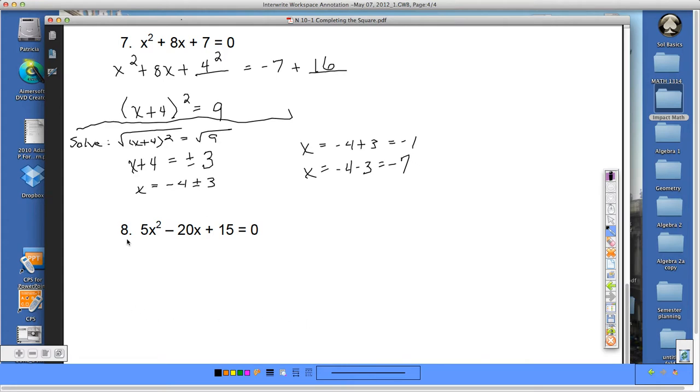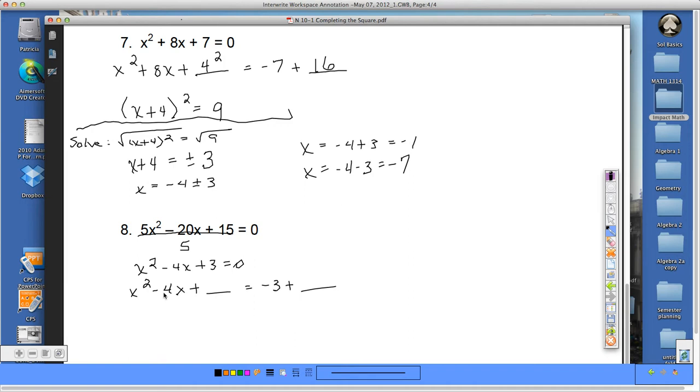So let's look at 8. Now, the first thing I'm going to do here is divide everything by 5, because remember, I have to have no coefficient in front of the x squared. So that's going to leave me with x squared minus 4x plus 3 equals 0. Now let's get ready to move the 3 over and put our blanks in that we're going to fill in. x squared minus 4x plus blank equals negative 3 plus blank. Subtracting 3 from both sides, it comes across as a negative 3.